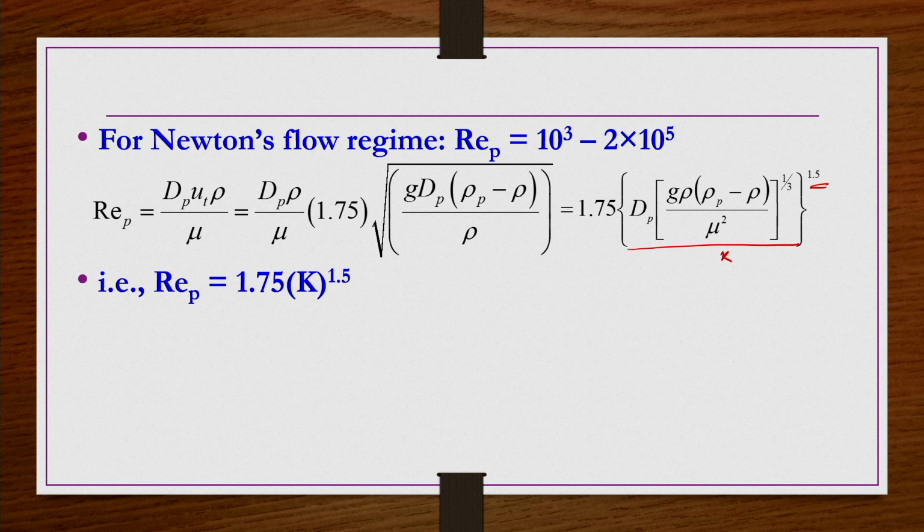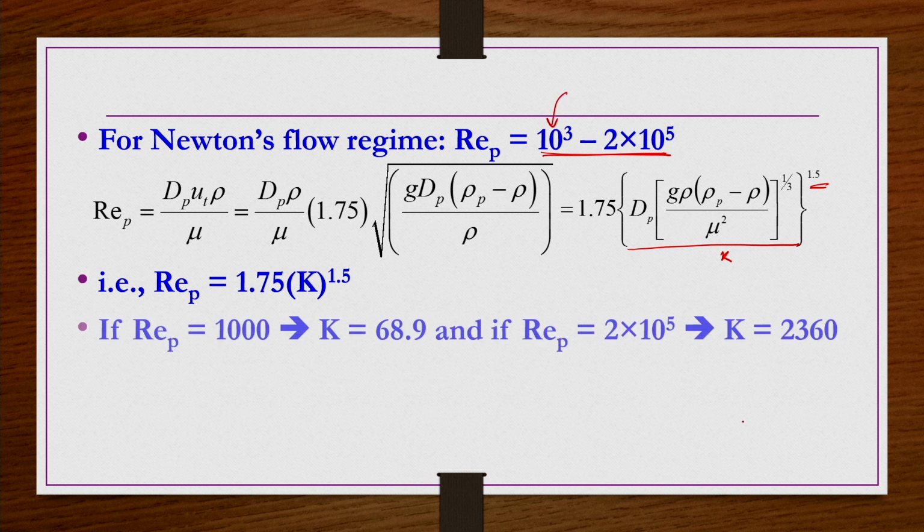Now the lower limit for the Newton's flow regime is REP equals 10 power 3. So, the lower limit of K would be 68.9. In this equation, REP is equal to 1.75 K power 1.5. Here you substitute REP equal to 1000 and then you calculate K. So, it comes out to be 68.9.